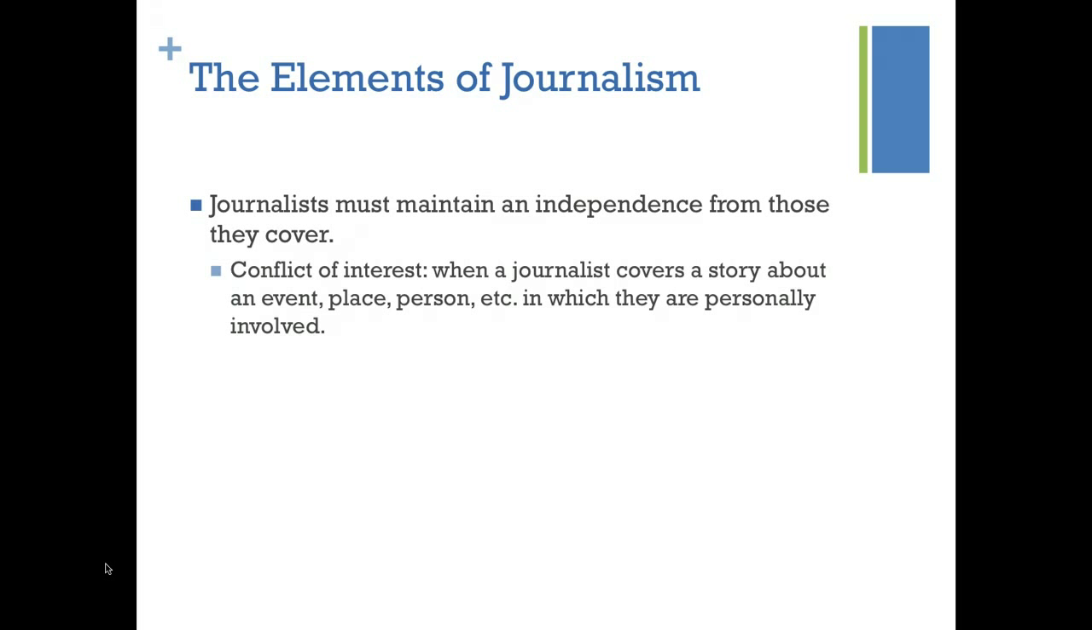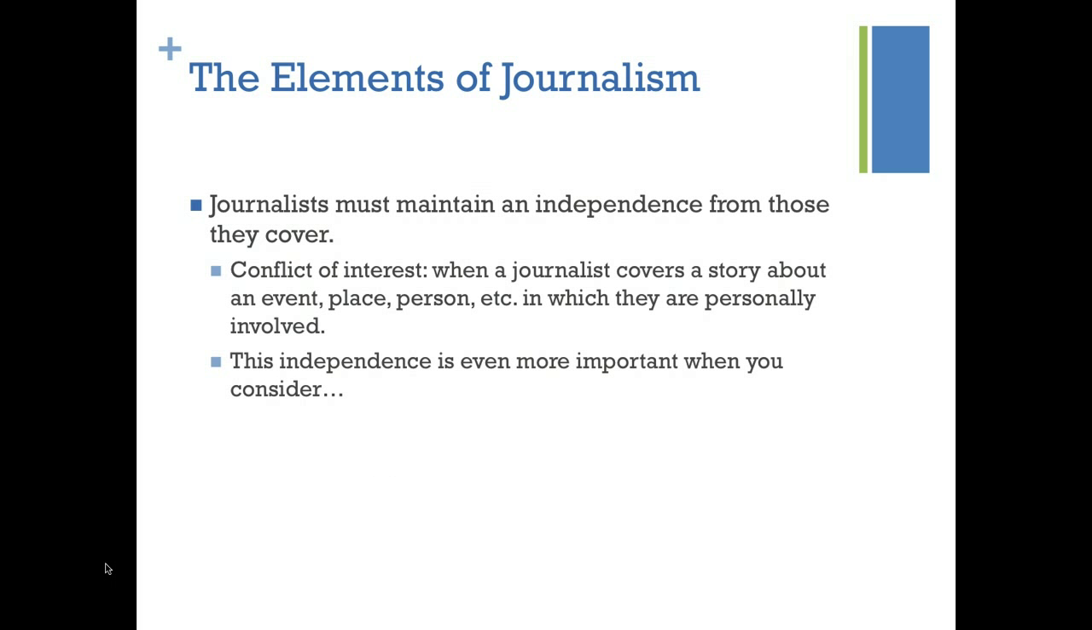Let me give you an example. If a journalist goes to cover a bank robbery, and it turns out that one of the hostages in the bank robbery happens to be that journalist's spouse, their husband or their wife, they won't be able to cover that event unbiasedly. They're going to have an opinion because someone they loved was in danger. So they would have to step away from that story and say, someone else needs to cover this. I can't, because it's simply a conflict of interest, okay?